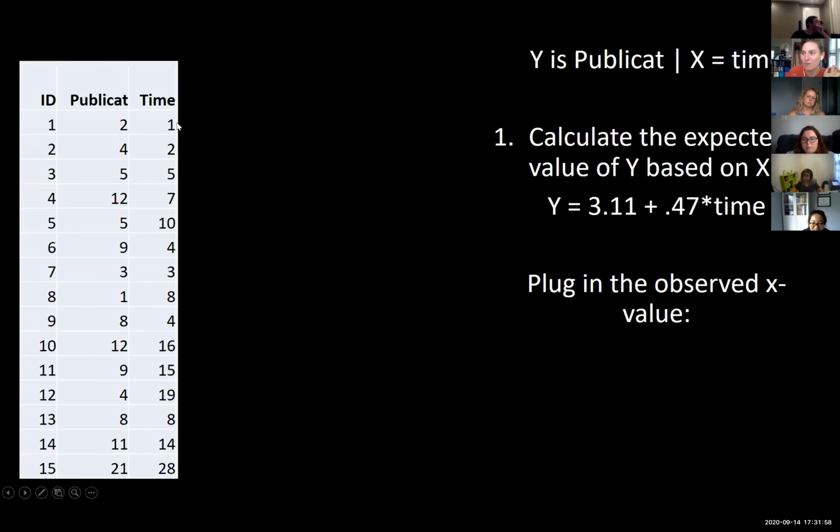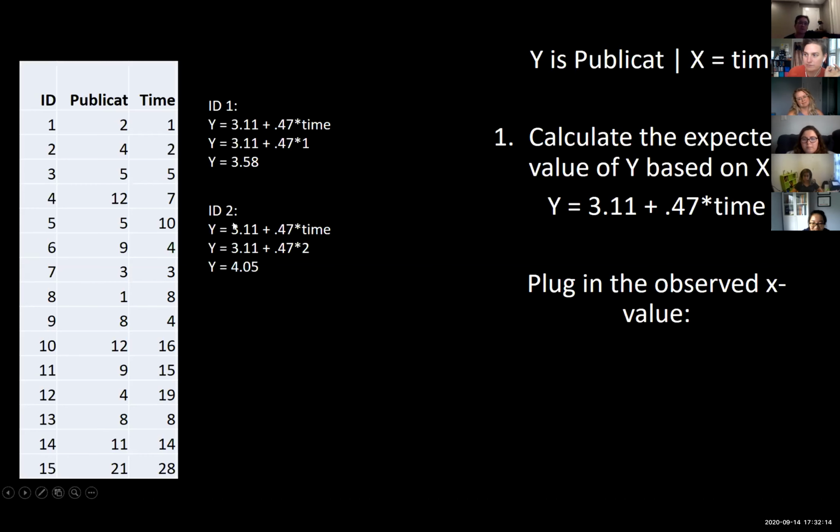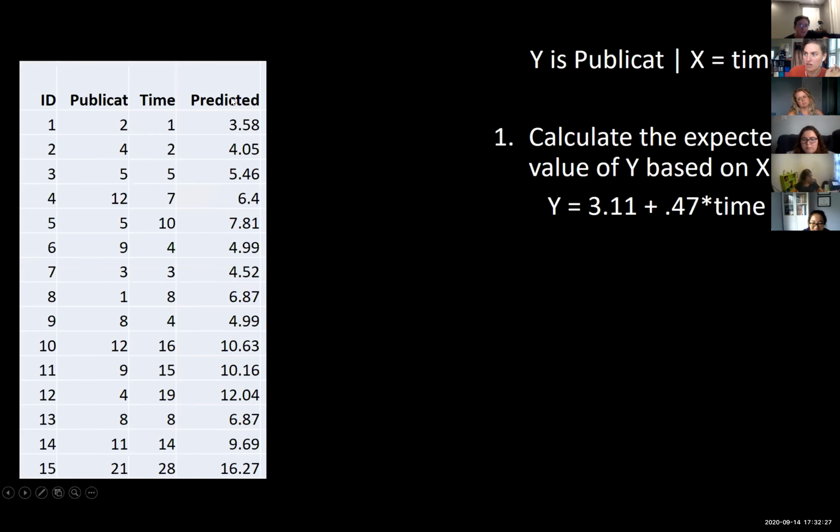So we're going to plug in everybody's observed values. So for this person, it's 1. So I'm going to take 3.11 plus 0.47 times 1. So that's 3.58. Oh, look at that. Oh, I forgot I did that. That's for ID number 1. Here it is for ID number 2. Their value is 2, so I plugged in a 2 here for time. For ID 3, I'm going to plug in a 5 for time. Okay, and once I've done all of that, I get everybody's predicted scores.